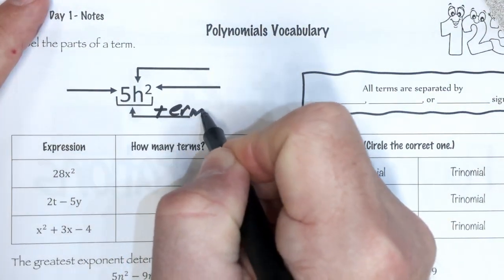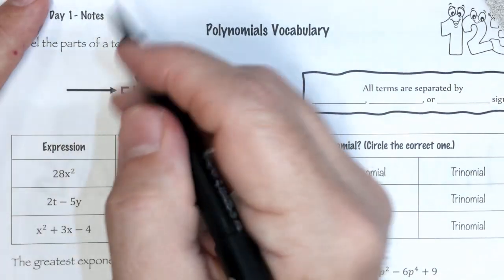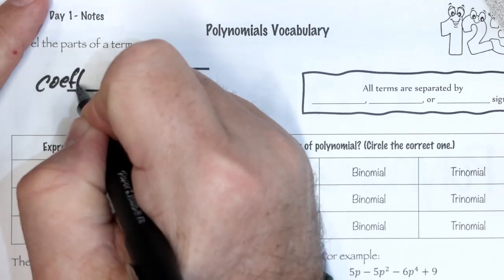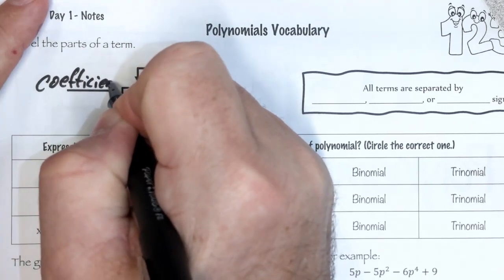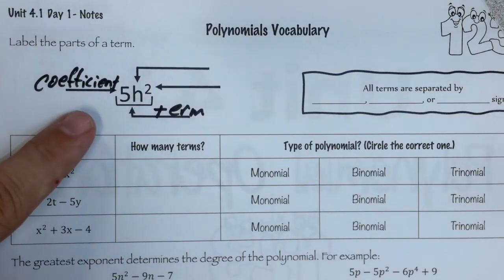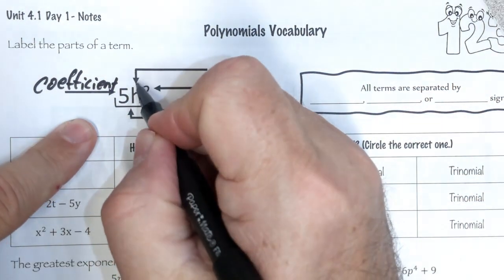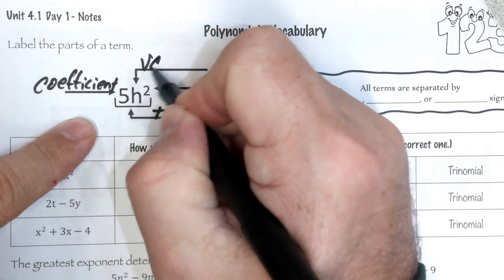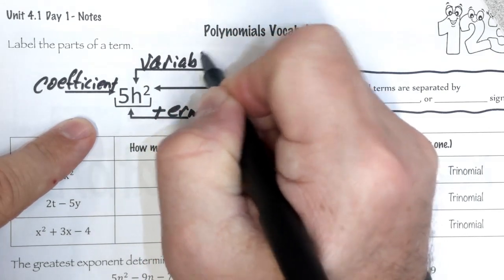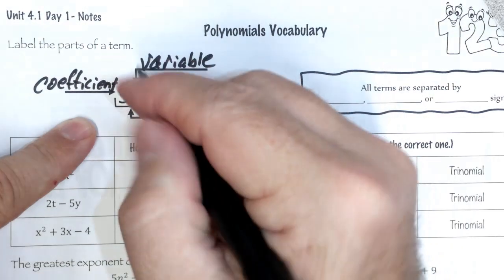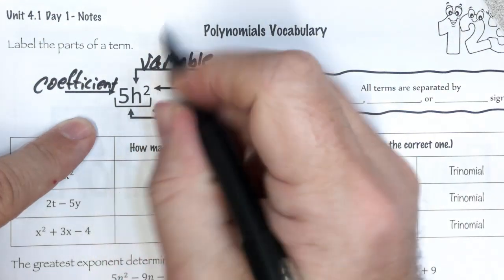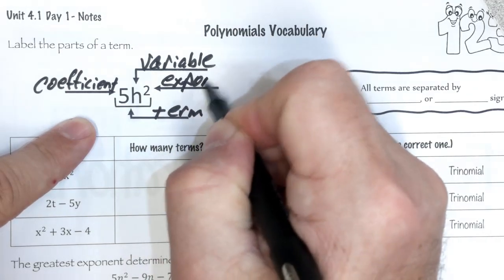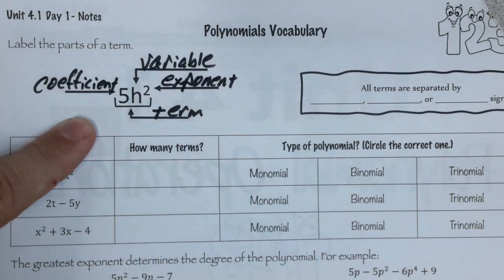So here is a term. The term consists of a coefficient, and make sure you're filling this in on your notes. And then we have the variable or the base, and then we have the exponent of 2, the superscript. So that's the parts of our term.